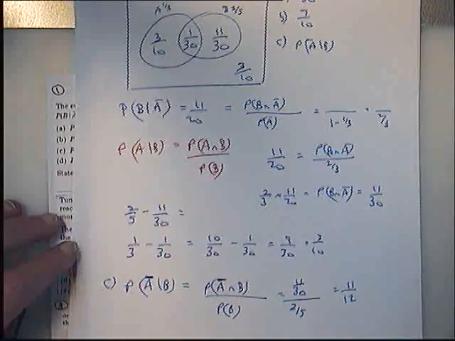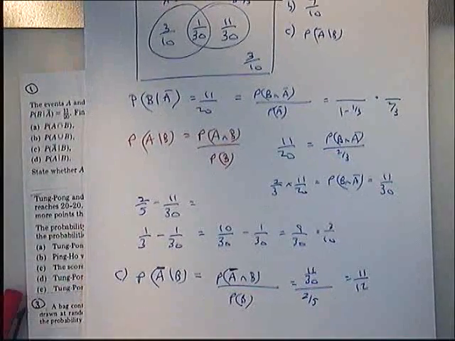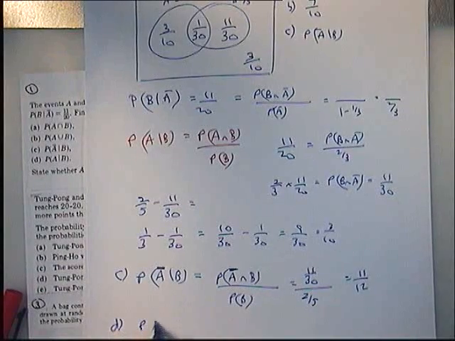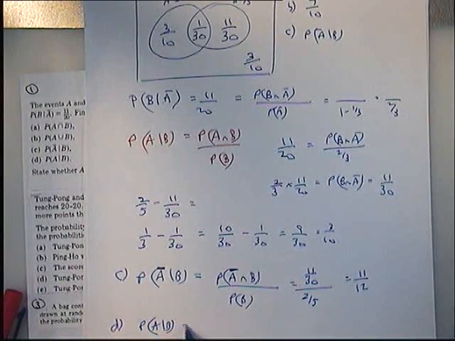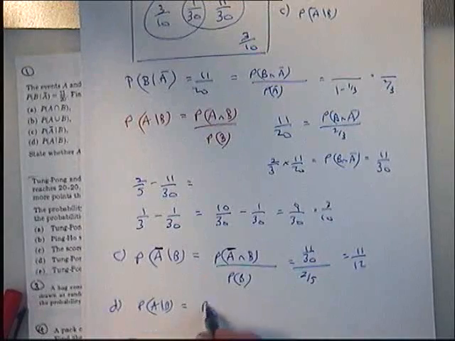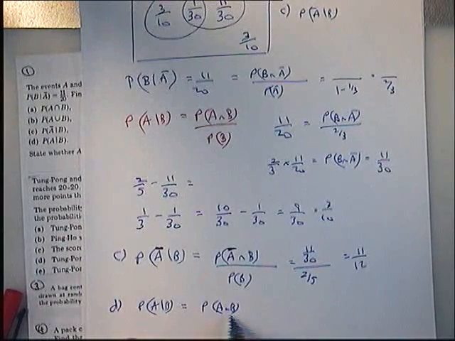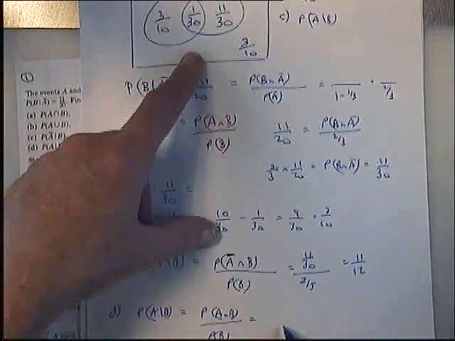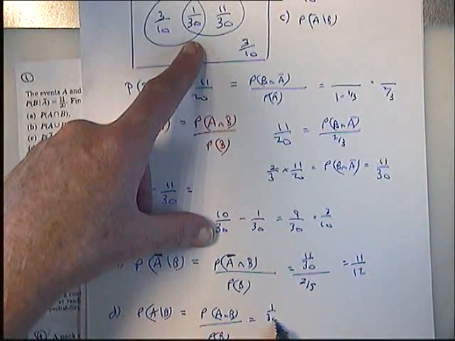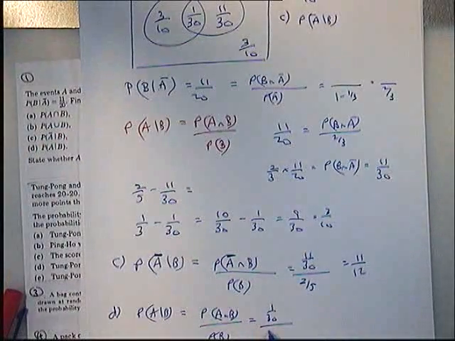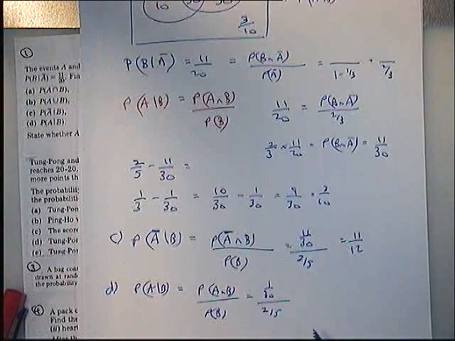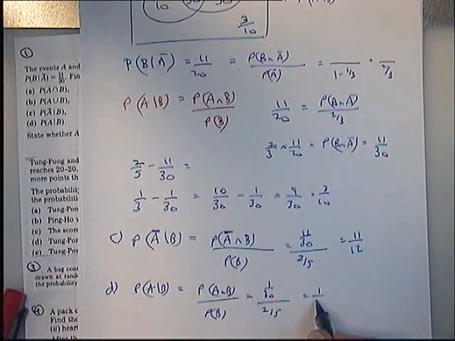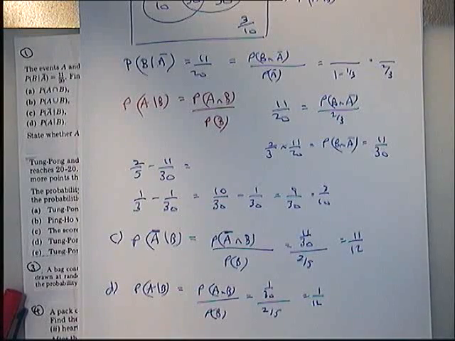The last bit of the question, part D, was A given B. A given B is the probability of A and B over the probability of B. A and B we can read off as 1/30th. B, we said a minute ago, was 2/5. If you do that dividing, you get 1/12.